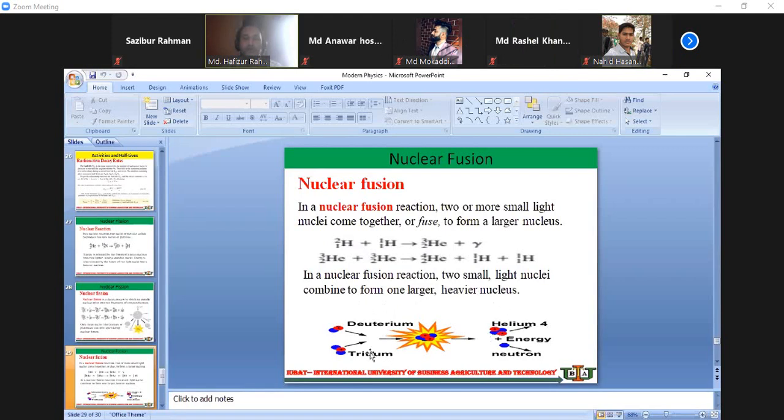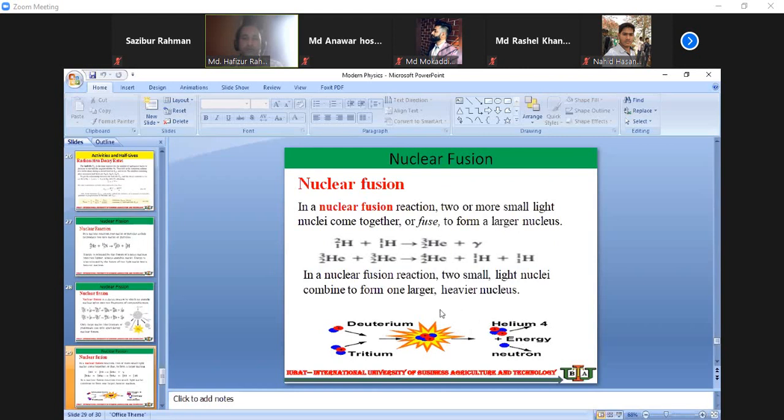Here with the help of a diagram, it is shown that deuterium and tritium combine by colliding with each other. All nuclear reactions happen because of collision. A larger nucleus, helium-4, is produced, and energy, here a small amount of energy, is produced.